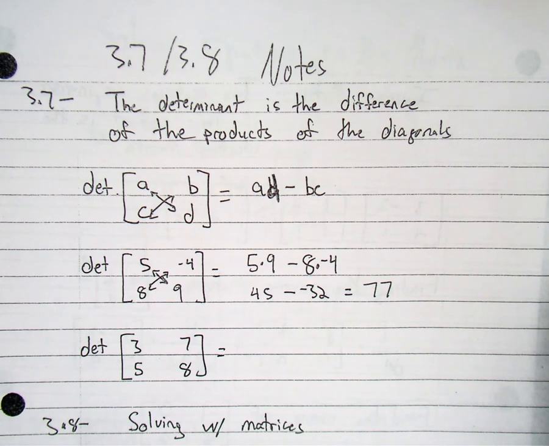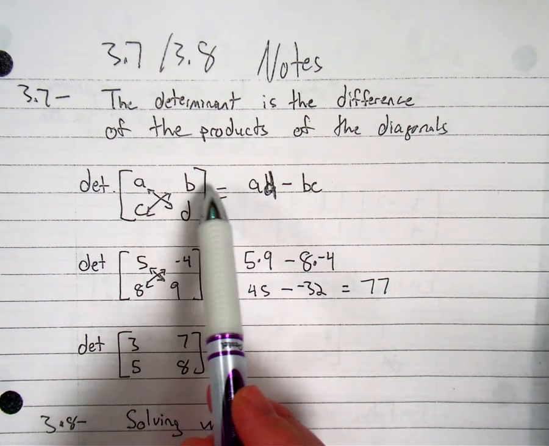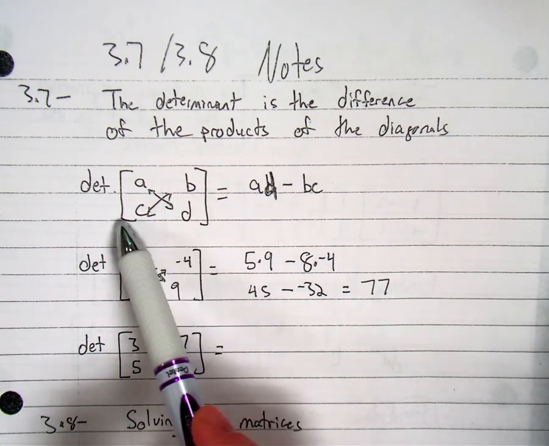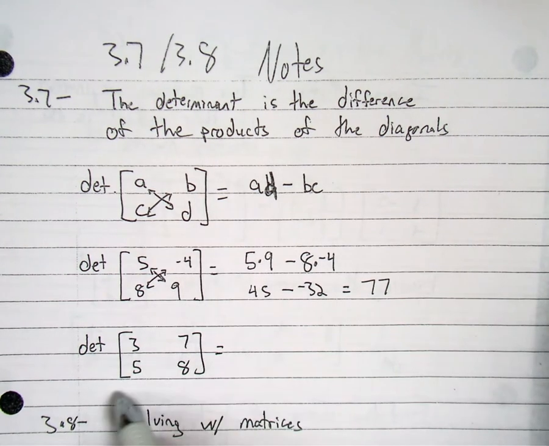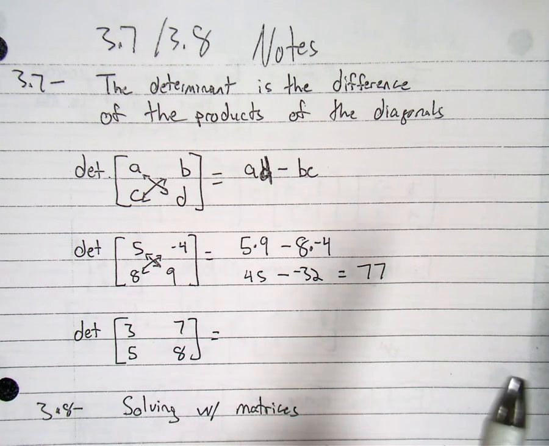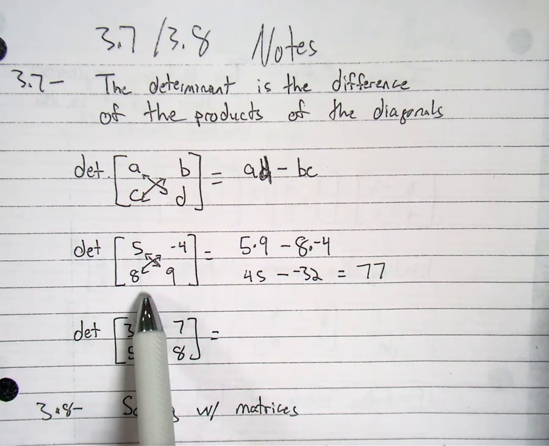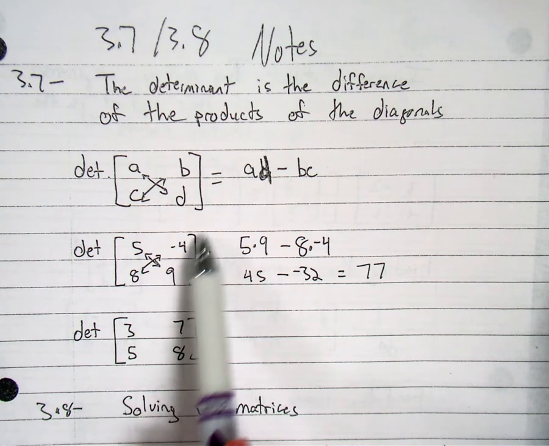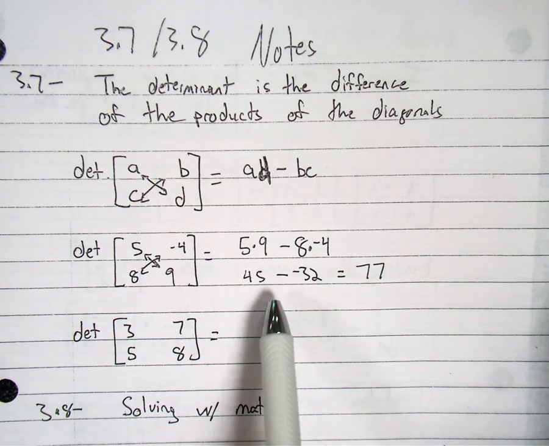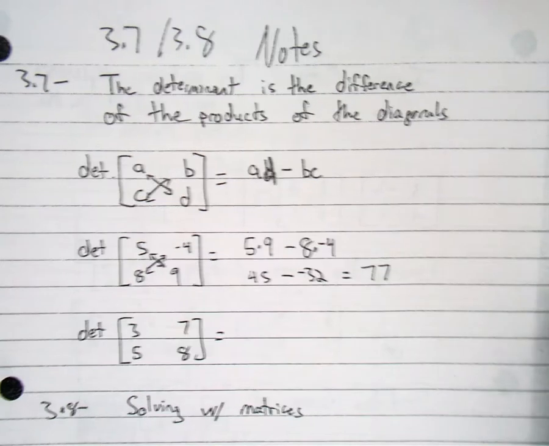So 3.7. The determinant is the difference of the products of the diagonals. So the determinant of this 2 by 2 matrix would be AD minus B times C, whatever's in those two spots. Let's look at this one with actual numbers. The determinant is 5 times 9 minus negative 4 times 8. So 45 minus negative 32 equals 77.